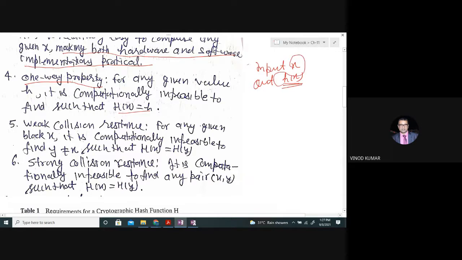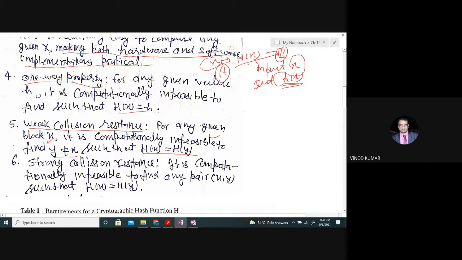It means in a communication system, if Alice sends a message x to Bob with the help of a hash value, the attacker cannot access the value of this x. This is a property of the hash function. Okay. Second, weak collision resistance. Okay, this is a good property of the hash function. For each given block X, it is computationally infeasible to find Y not equal to X such that Hx equals Hy.